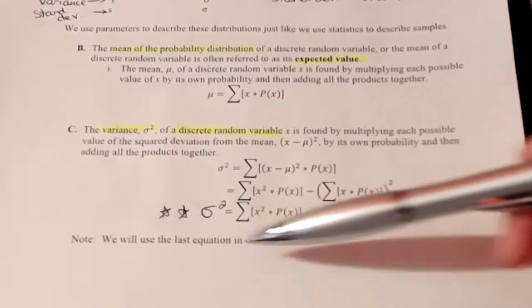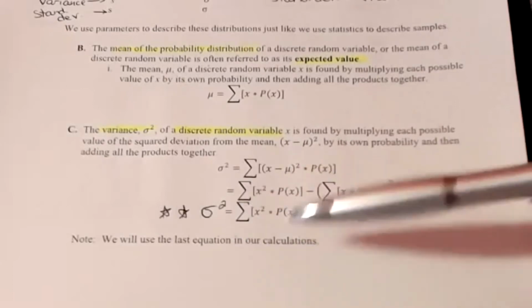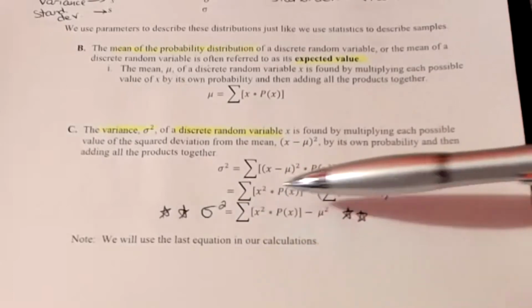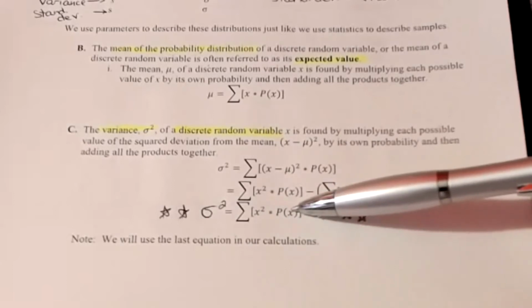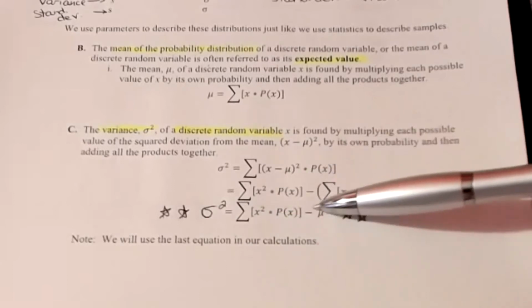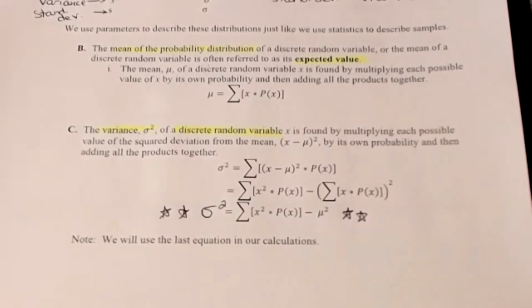So we do the sum. We add up all the products of the squared value and the probability of that particular value, and then you subtract the mean squared. Let's see this in action. I know that seems nuts.